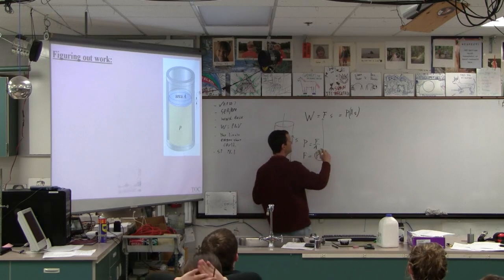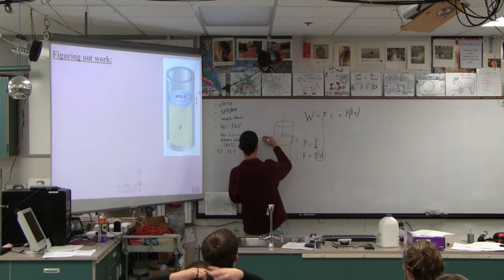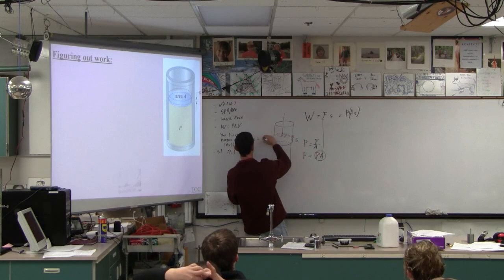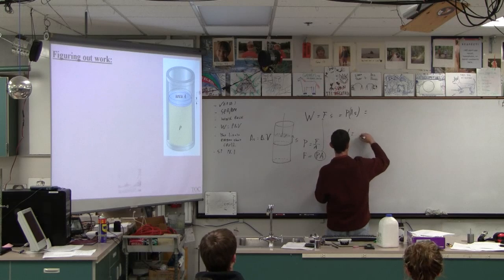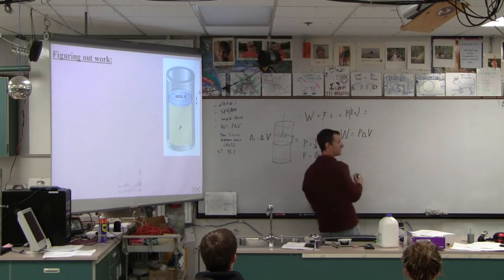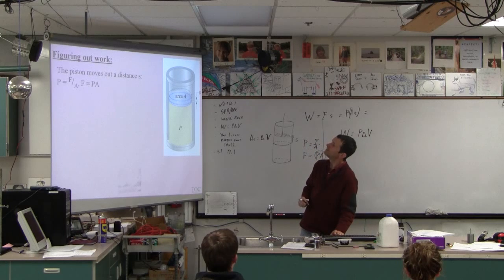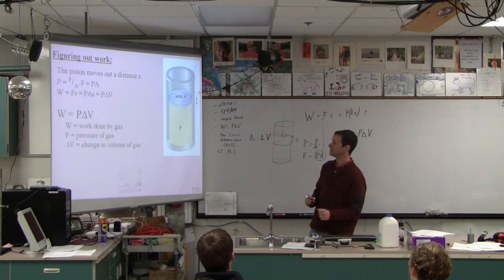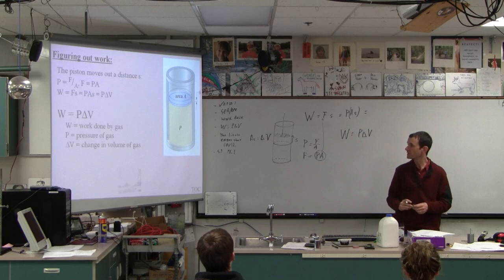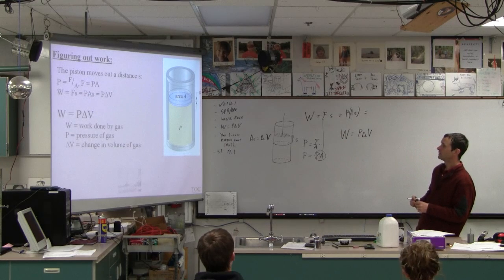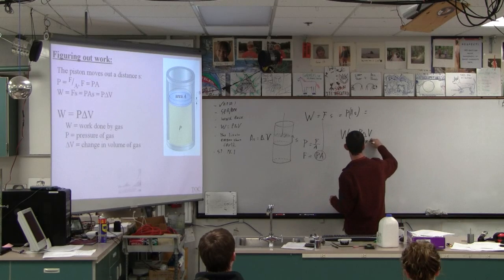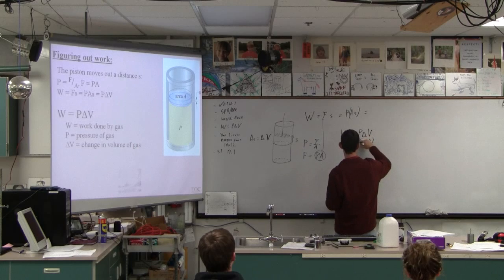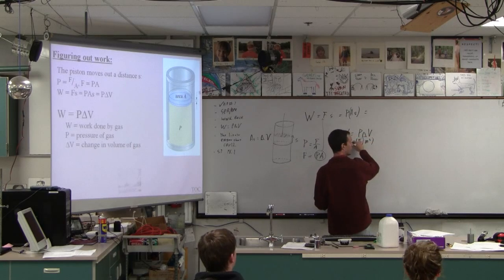So A times S, this area times that S, is delta V, delta volume, right? And so, drum roll please, work is pressure times change in volume. There it is. It's the work done by the gas. P is the pressure of the gas, and delta V is the change in volume. So delta V is going to be in cubic meters, and pressure is going to be in newtons per square meter, or pascals.